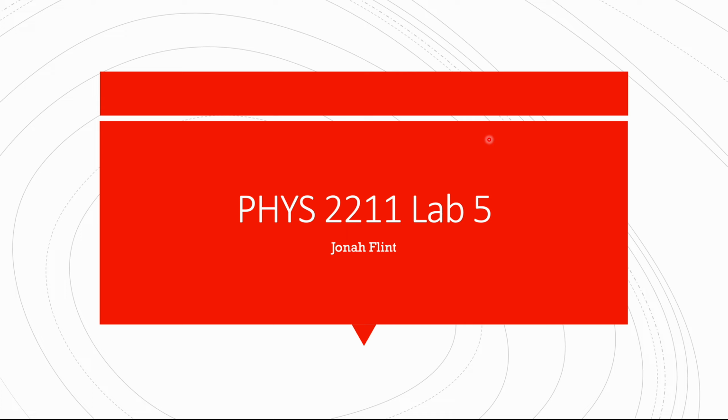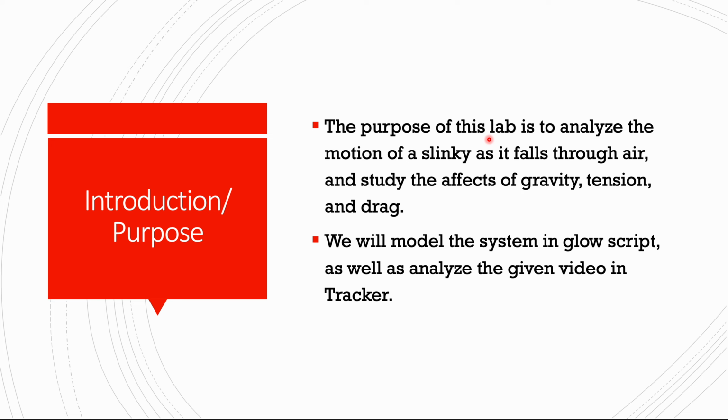Okay, my name is Jonah Flint, and this is my Physics 2211 Lab 5 report on the analysis of a slinky falling through the air. As previously mentioned, the purpose of this lab is to analyze the motion of a slinky as it falls through the air and study the effects of gravity, tension, and drag as it does so. Then we are going to model the system in GlowScript as well as analyze the given video in Tracker.